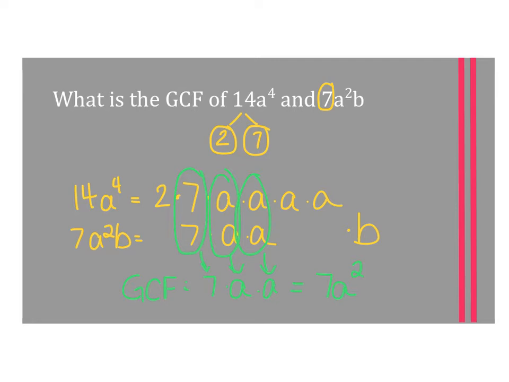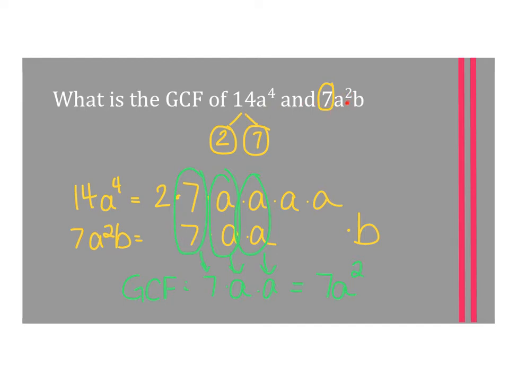But really this will become much easier if you can speed up the GCF process. I would like you to be able to look at these and go 14 and 7. What's the largest value that goes into both? I always begin with my smaller number, which is 7. And I think, does 7 go into 14? Sure, it goes in 2 times. So my GCF would be 7.